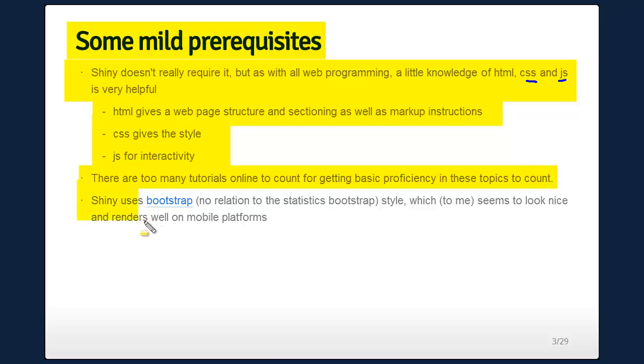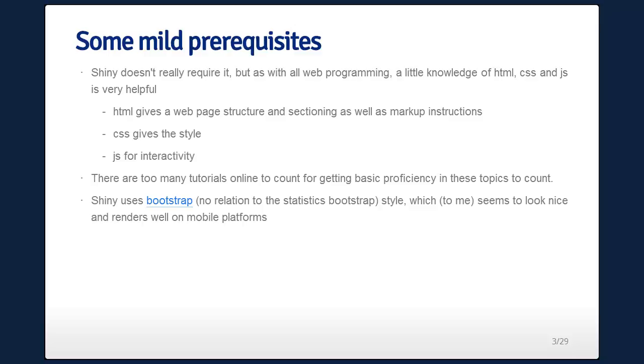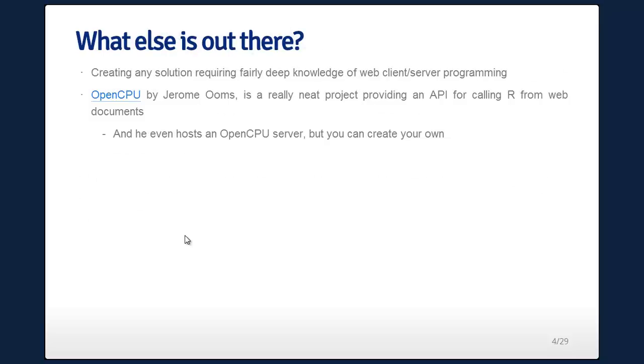The style Shiny uses is the so-called Bootstrap style, which has no relation to the statistics bootstrap, and as far as I'm concerned, looks nice. More importantly, whenever you develop a little Shiny app, it always seems to render nicely on mobile platforms automatically, which is the benefit of using this sort of highly polished style guide platform with Bootstrap. So look it up. I believe it's made by the folks at Twitter.